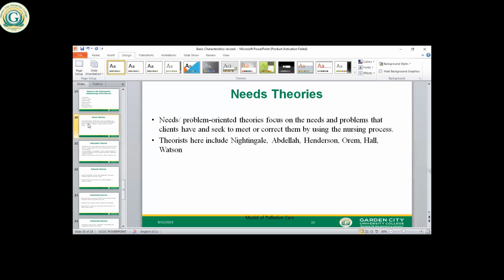When you have a theory that focuses on the needs and problems of patients, and that particular theory seeks to address how those needs can be addressed using the nursing process, then it is a needs theory we are referring to. Remember, I made an example using Dorothea Orem. Her theory is on self-care, it's a needs theory, and it has to do with how we can maintain self-care.